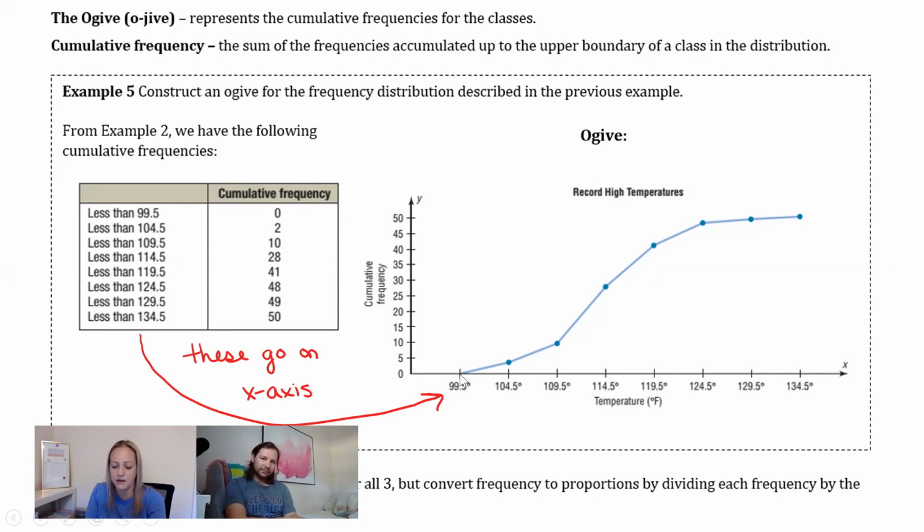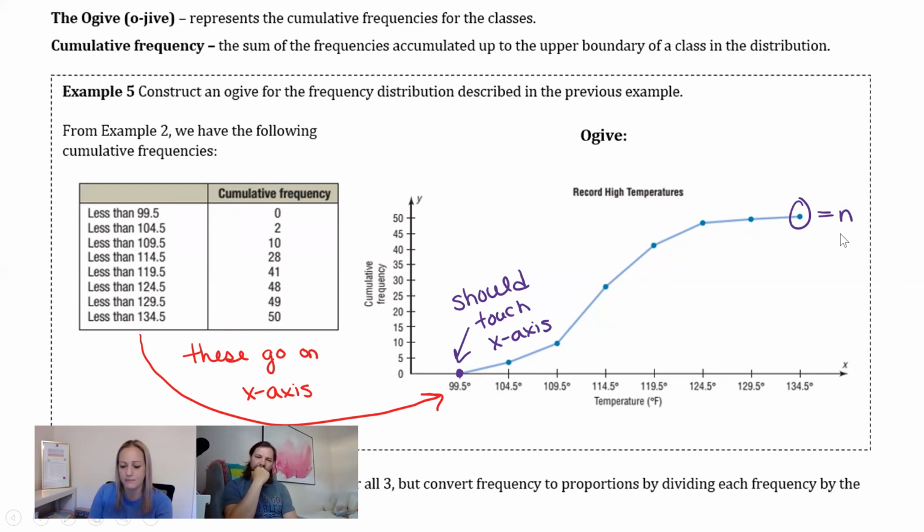So you have a point at 0. Your first value should always be directly on the x-axis, and that's because that first value in your table is always going to be 0. So it'll always touch on that side, and then it's just going to kind of grow as you go. The next one was 2, then it goes to 10, 28, 41, and so on. Okay, so it keeps getting higher as you go. And then you'll notice that we do end at a frequency that matches our n value for that data set.